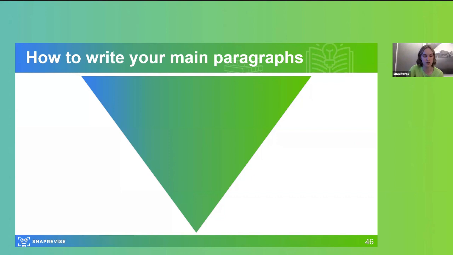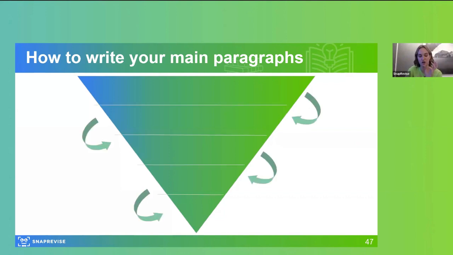So a typical structure for a main paragraph, this is something that I would highly recommend. You go T, which stands for your topic sentence again. You have E, which is elaboration. It's just a sentence or two which elaborates on your topic sentence. You then have your evidence or your quote. So picking that.